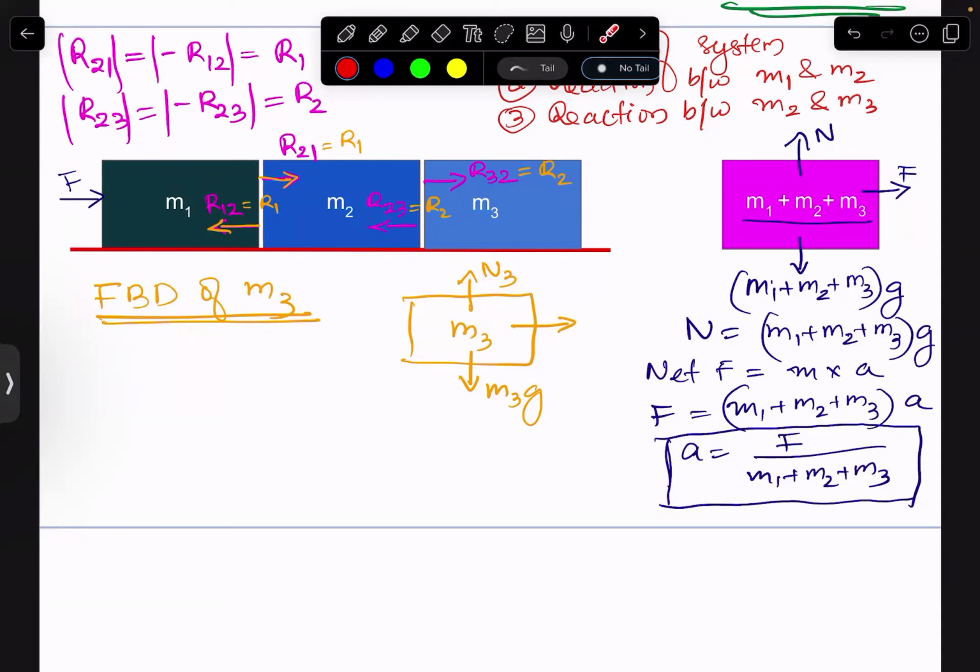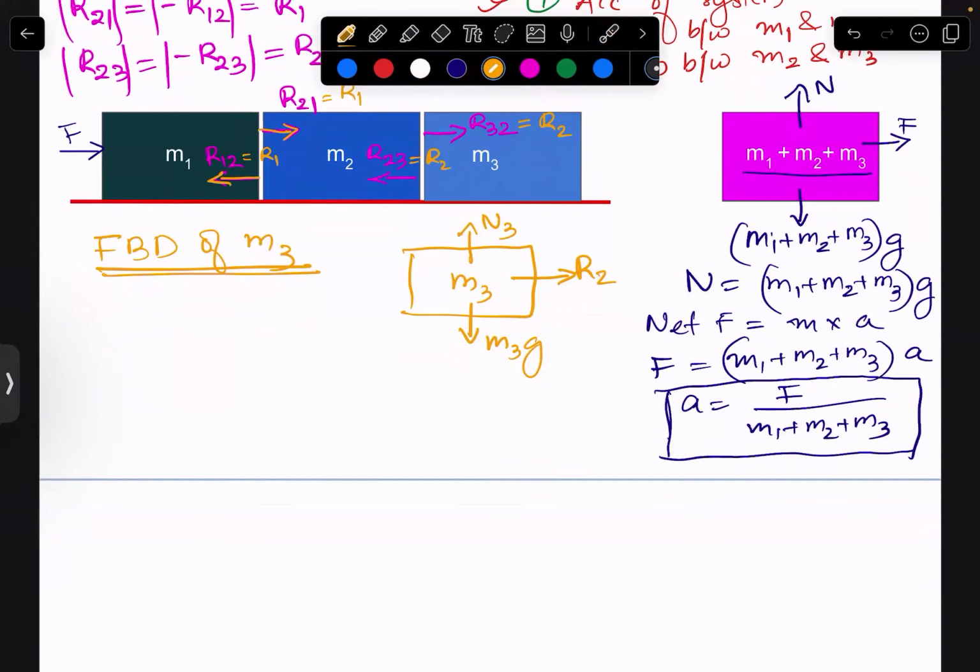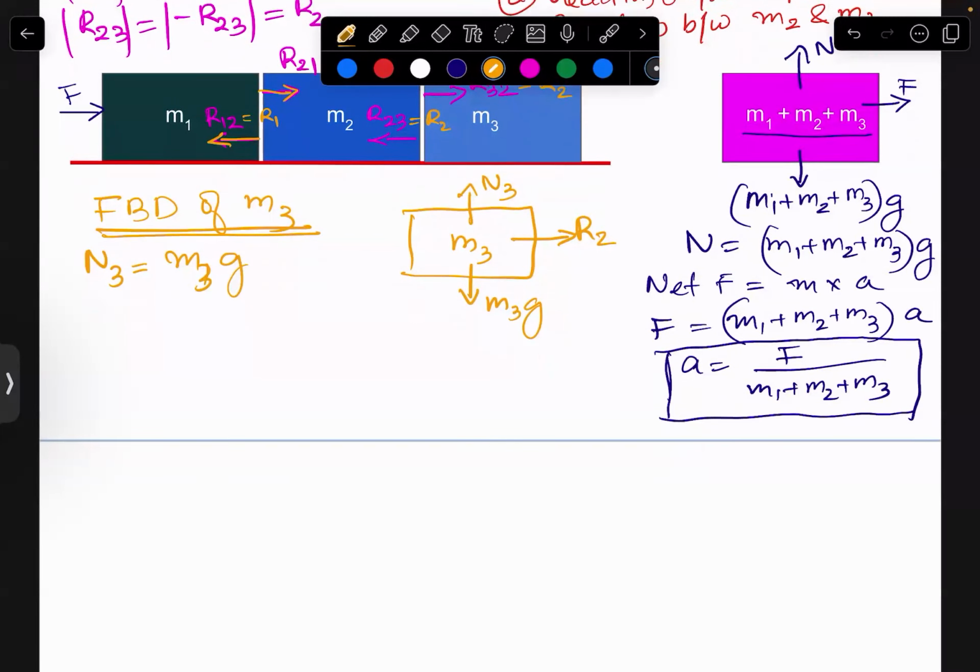Okay. So R2, we will write it over here. This R2 is causing the horizontal motion of M3 with an acceleration of A. Vertically, we know that we have to equate it like this, because there is no vertical motion. So the forces will cancel out each other. They are equal in magnitude and opposite in direction. So N3 is this.